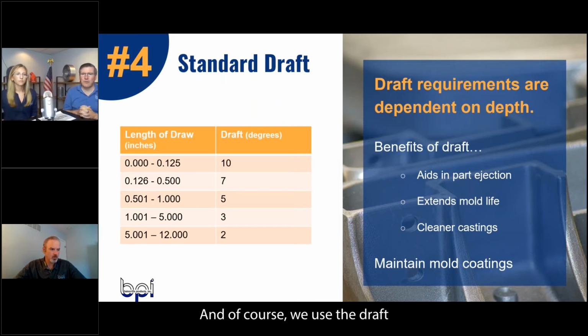And of course, we use the draft to get the part out of the mold, and the proper draft also permits the mold to last as long as possible. Okay. And I like to think that there's almost never too much draft on a part that's cast. So you can use as much draft as you want. These are essentially minimums that we're recommending. Okay. And like before, you can always machine away or add a flat surface or polish it down. You bet. Yes.